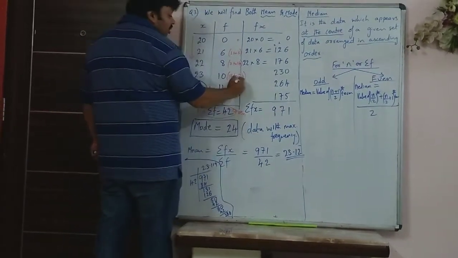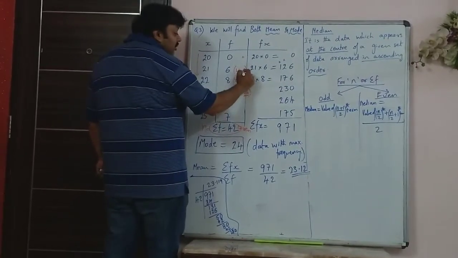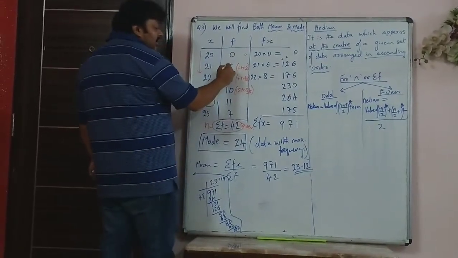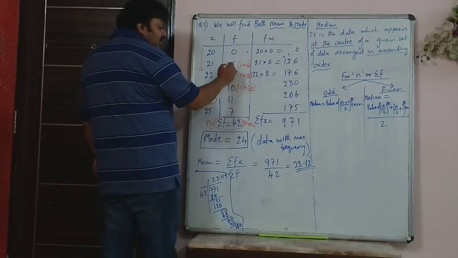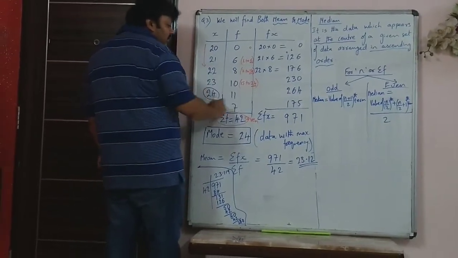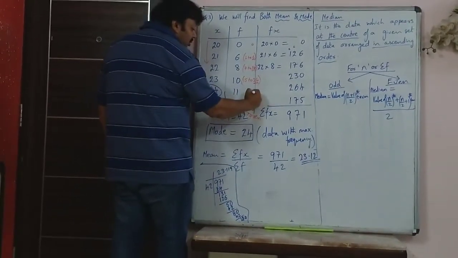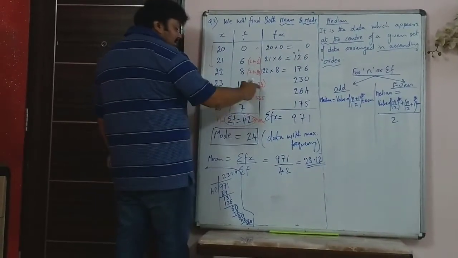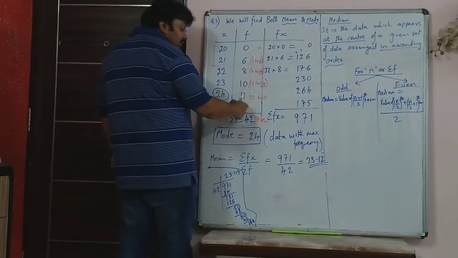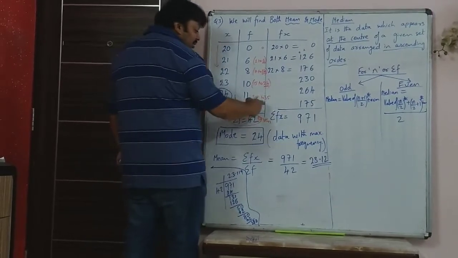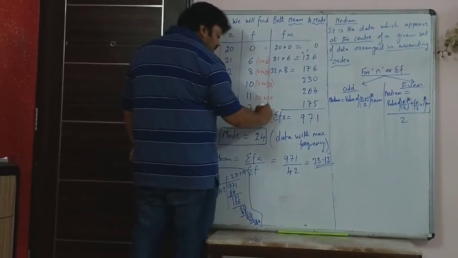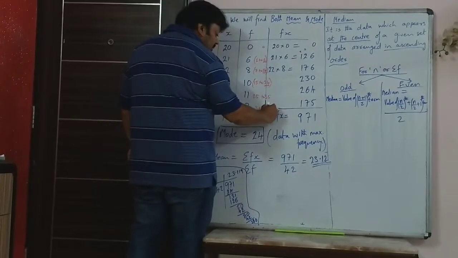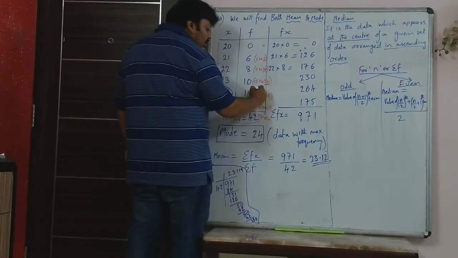So what is this? You are getting this as the cumulative frequency. 0, 6, 6 plus 8, 14, then 14 plus 10, 24. Then this would have been 25 to 35. 24 plus 11 is 35. And then 35 plus 7 is 42. So this is 36 to 42. So those would have been the groupings.